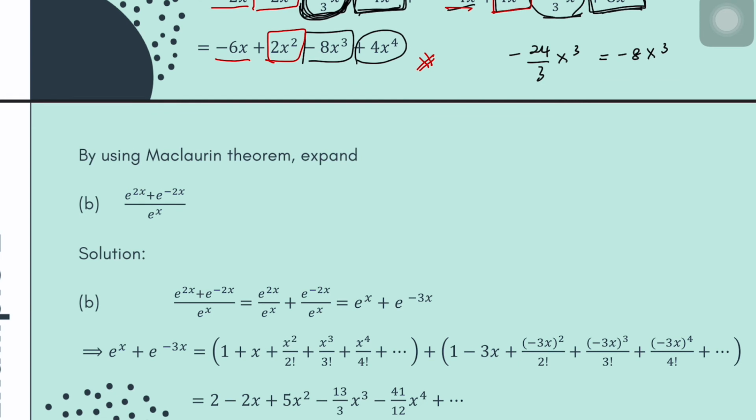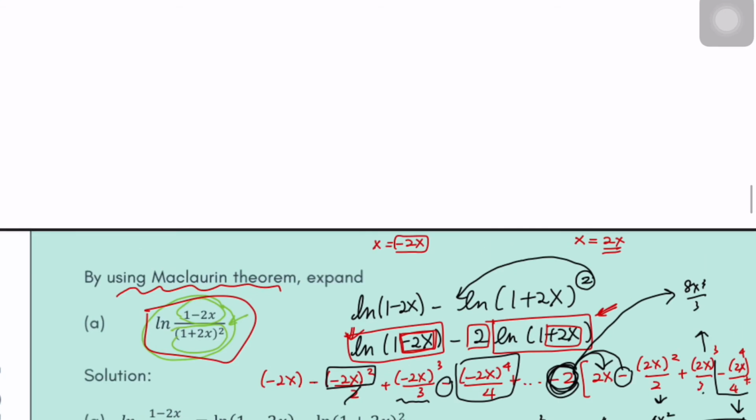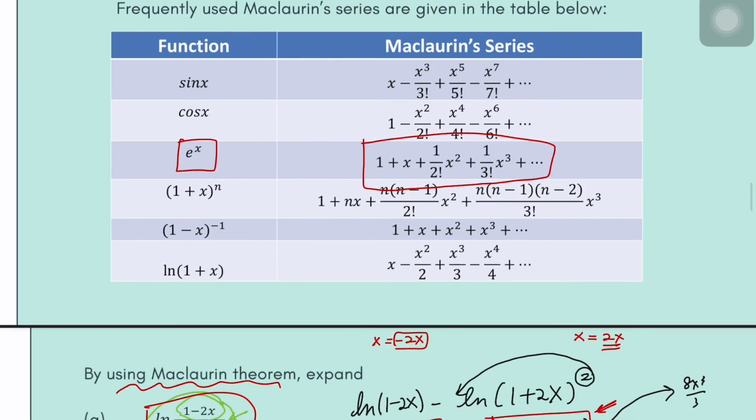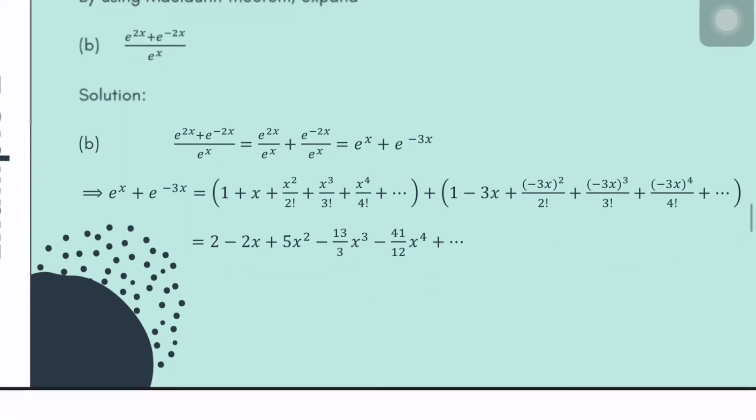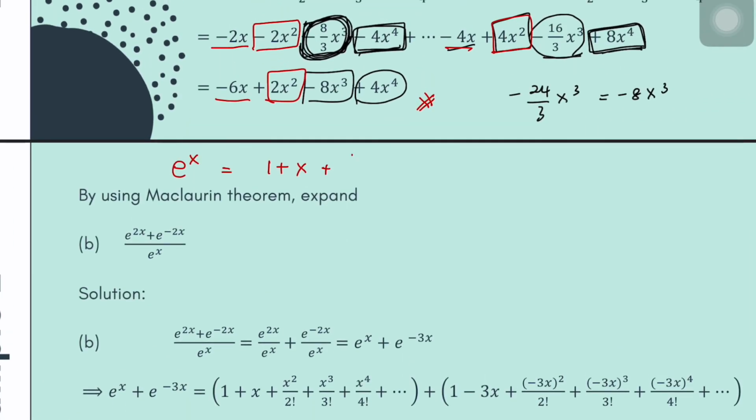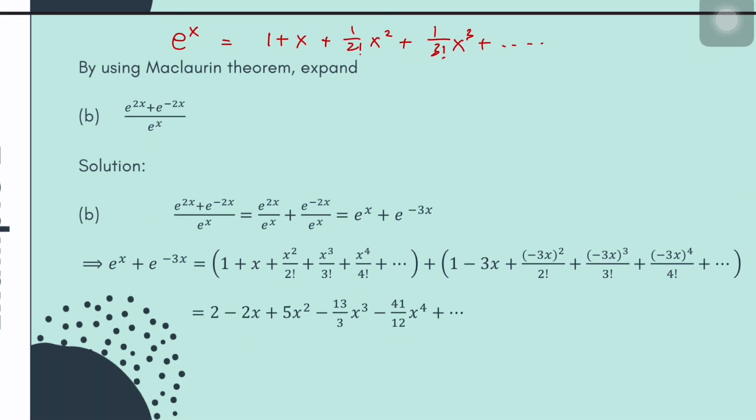So by Maclaurin theorem, the expansion of e^x will be 1 plus x plus 1 over 2 factorial x squared plus 1 over 3 factorial x cubed plus dot dot dot. So this is the expansion of the exponential function by using the Maclaurin theorem. So now what you want to find is the expansion of this function.